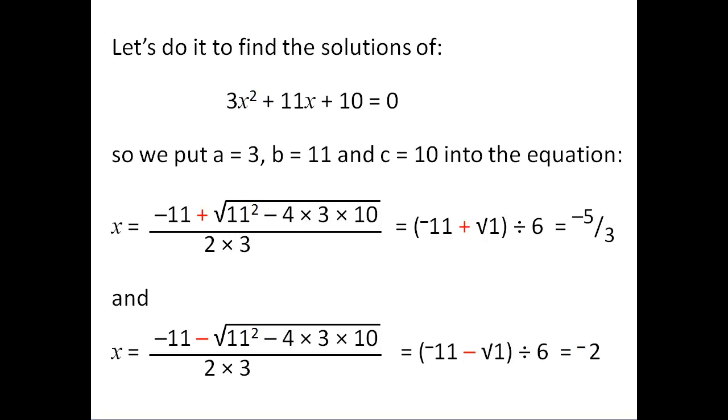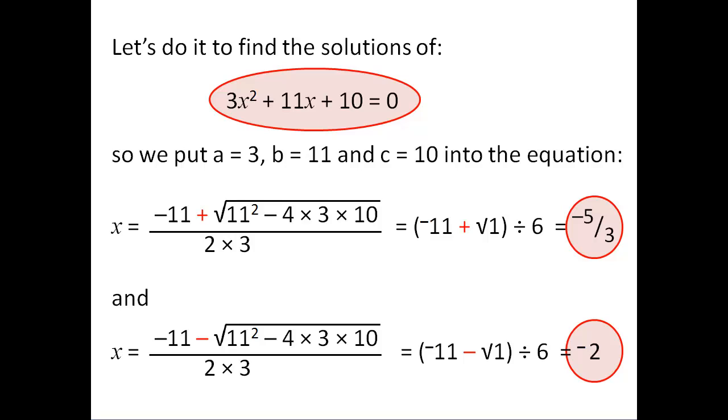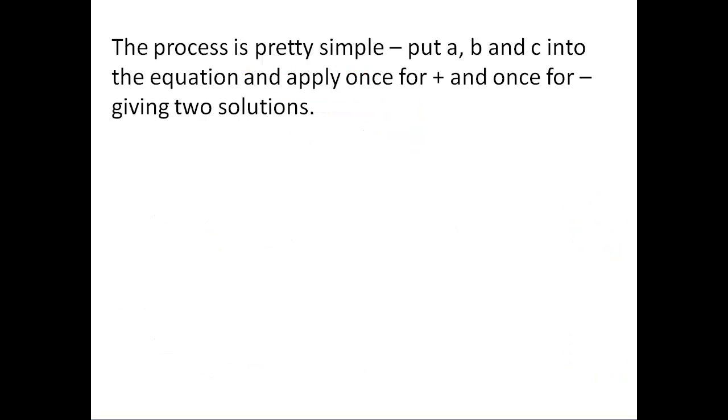And we do it again, and this time, instead of having the plus 1 here, we have the minus 1, and our solution is minus 2. So those are the two solutions to that equation. That is exactly the same as if you stuck them into your calculator in polynomial solver. Pretty simple, really. You stick A, B, C in, you apply it once for plus and once for minus.